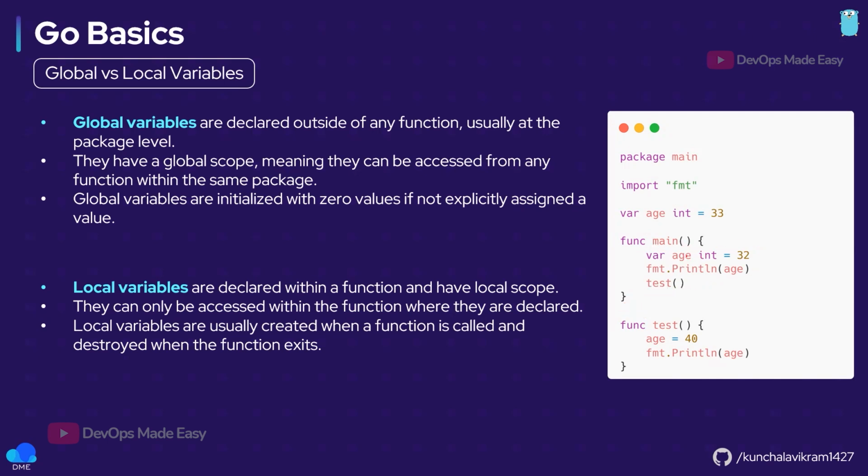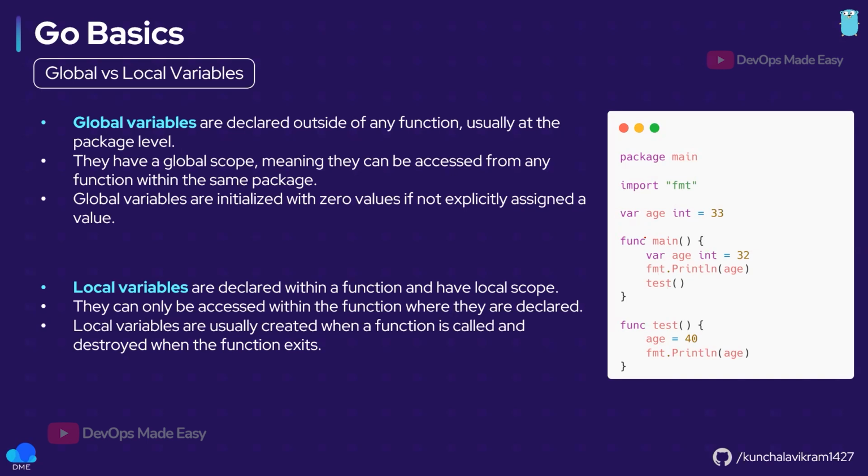For example, I have age equal to 40. Here this is not a declaration. You're again setting the age variable to 40. So which variable are you setting to 40? You're not setting this one because it is local to the main function, and the function test cannot see it. So you're setting the global age variable to 40. So this is a local variable and a global variable.